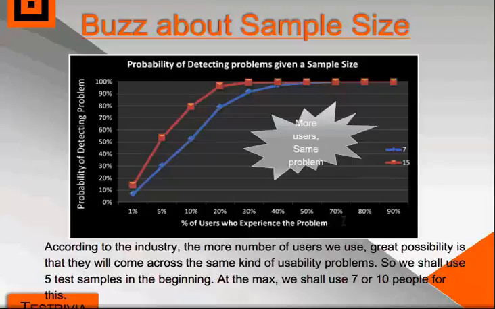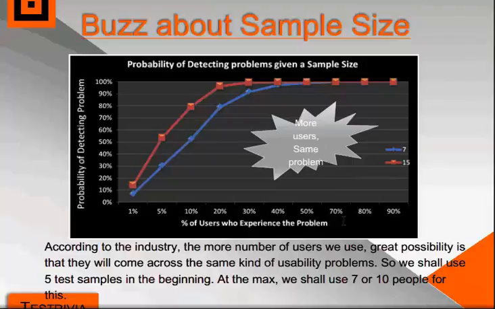So usability testing can be performed with 7 to 10 people. That will be a really adequate number. If you look at this particular screen, 7 people gave a set of suggestions and 15 people did not really surpass that, meaning that using 15 people will not bring out different problems. According to the industry, with more users, there is a great possibility that they will come across the same kind of usability problems.